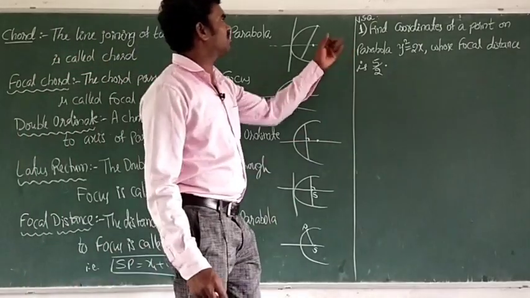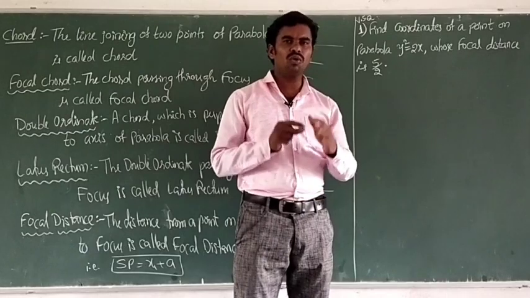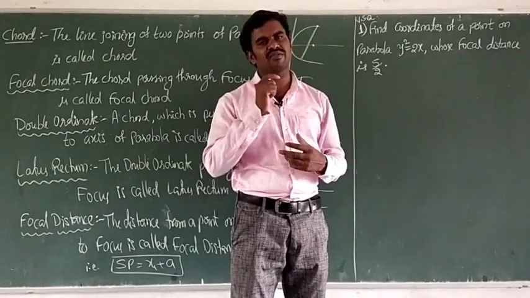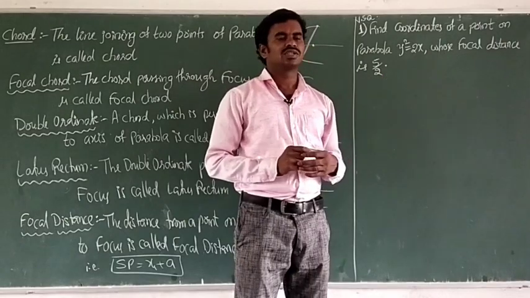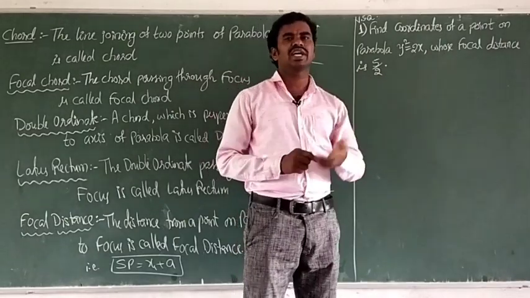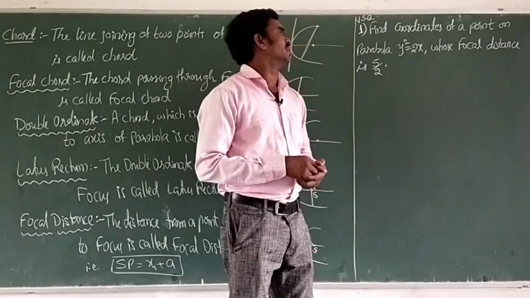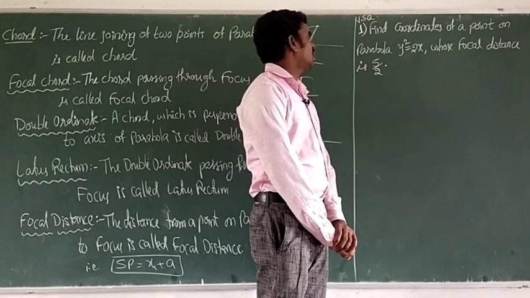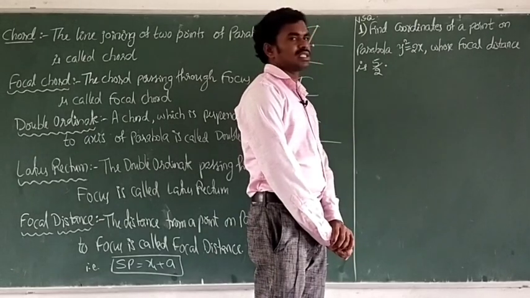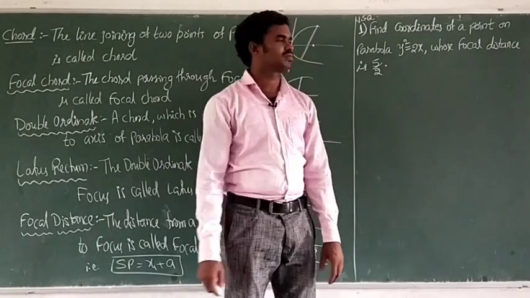For example, take the first question. This is an important 2 marks question. We have only 9 such 2 marks questions, and those are enough. If you see the previous question papers, the important 2 marks questions come from these 9 questions only. First one: find the coordinates of a point on the parabola y square equal to 2x whose focal distance is 5 by 2.